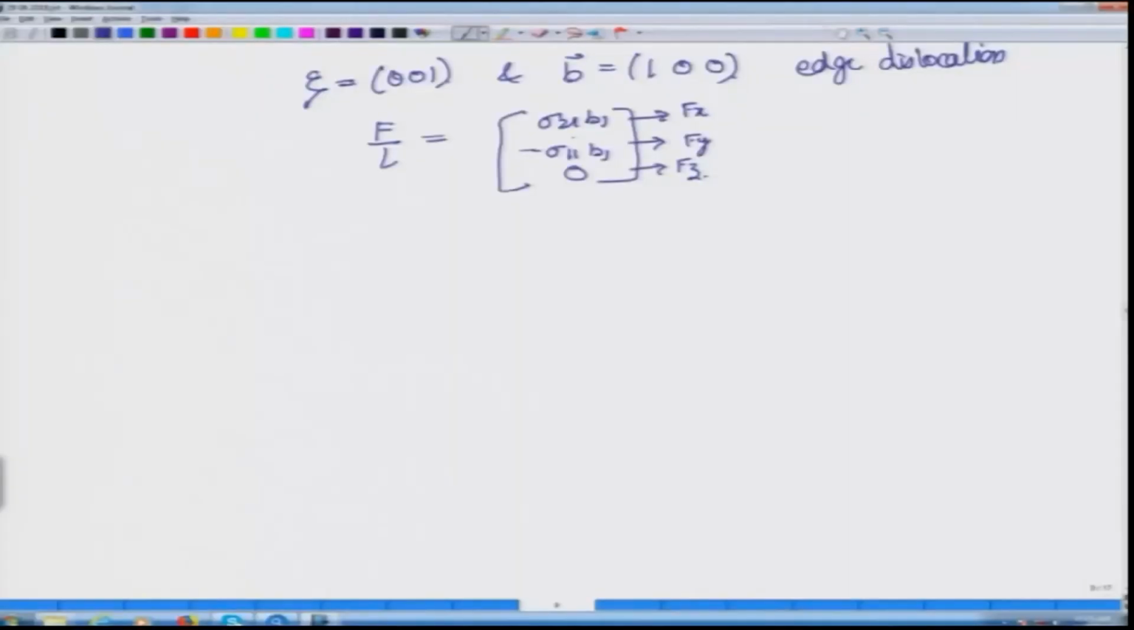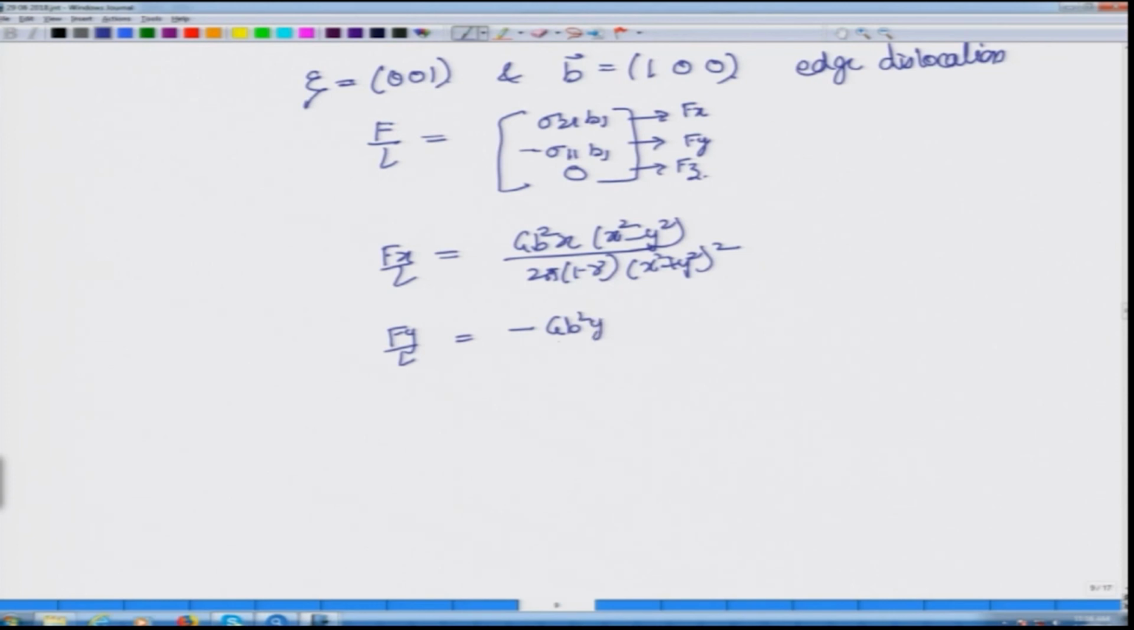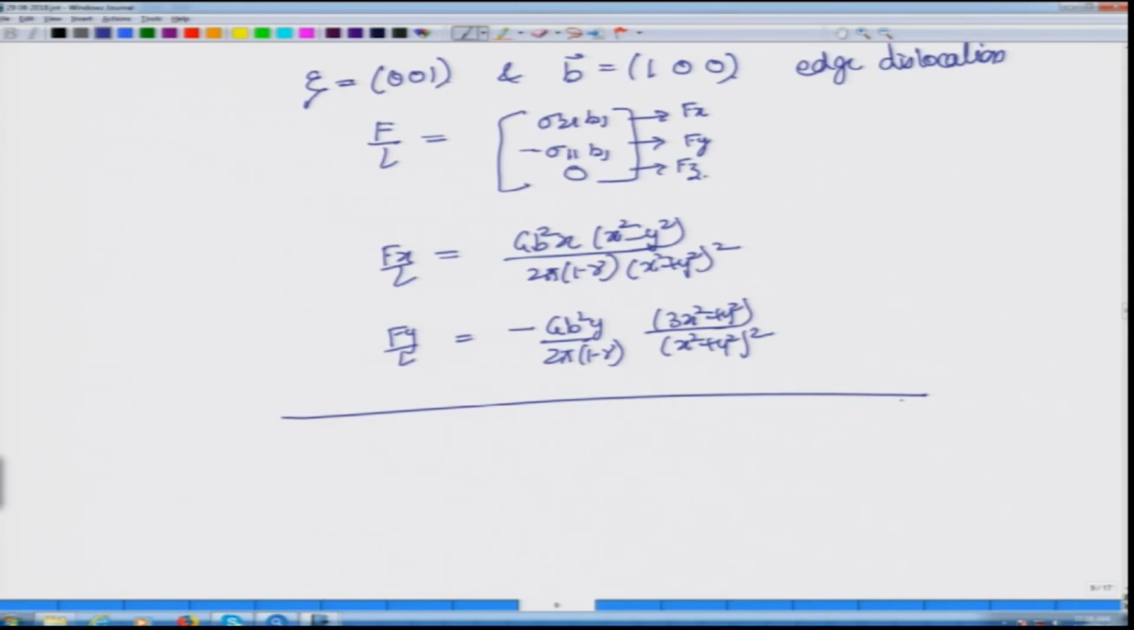And now, like I said, sigma 21 you can take as the stress field of the starting dislocation, and therefore f x by L can be written as G b square by x, and f y by L is equal to minus... So, we will leave it at this point. We will come back to the discussion on forces in the next lecture.